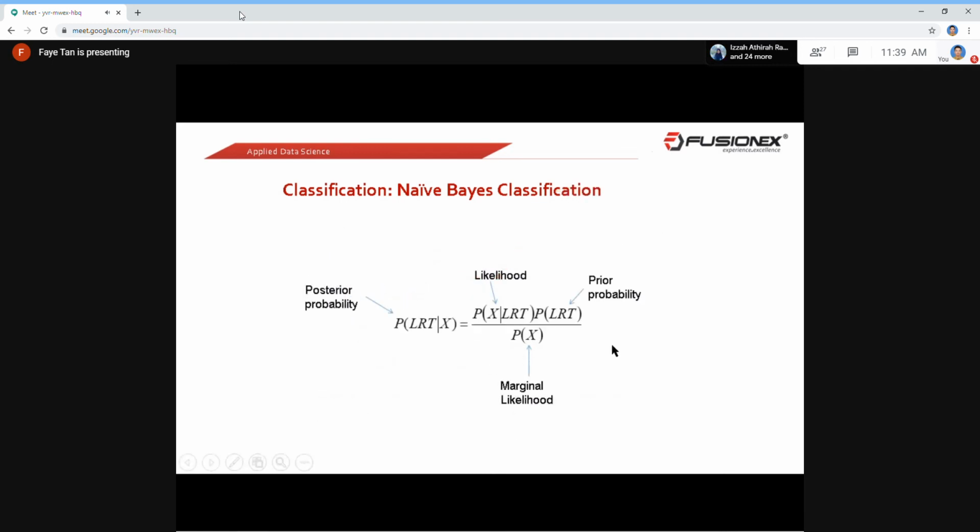The formula involved is like this. The straight line means given: the probability of going to work by LRT given that person, equals the probability of X given LRT, times the probability of LRT, divided by the probability of X. This is the probability we want to calculate, which is the posterior probability. This posterior probability depends on the three probabilities on the right hand side here. So how do we get the three probabilities on the right hand side?